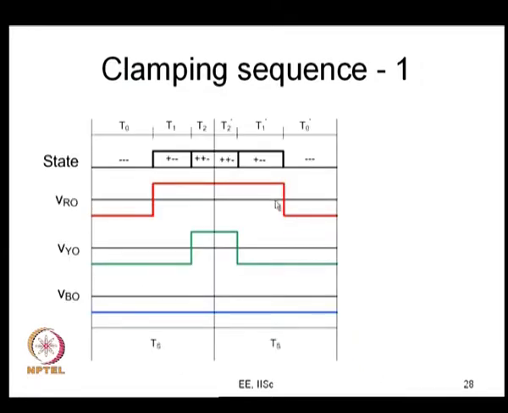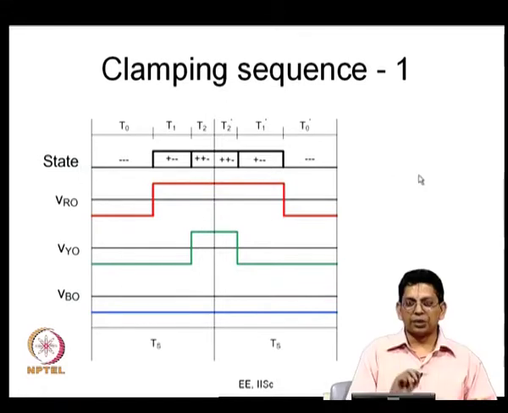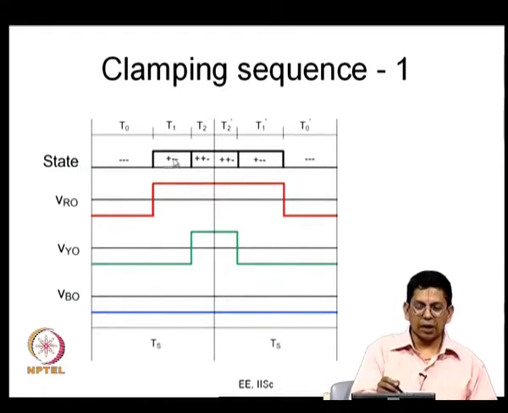I am showing the same thing versus time, the horizontal axis is time here. The states 0, 1 and 2 are applied for durations T0, T1 and T2, and in the next subcycle they are applied for times T2 dash, T1 dash and T0 dash.